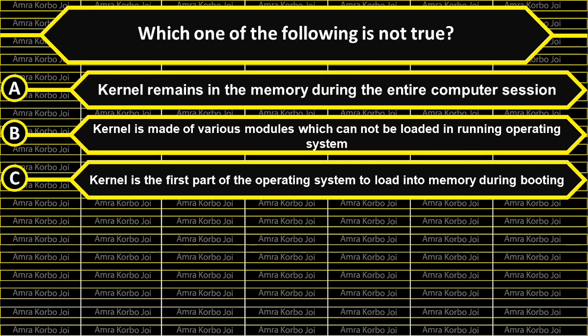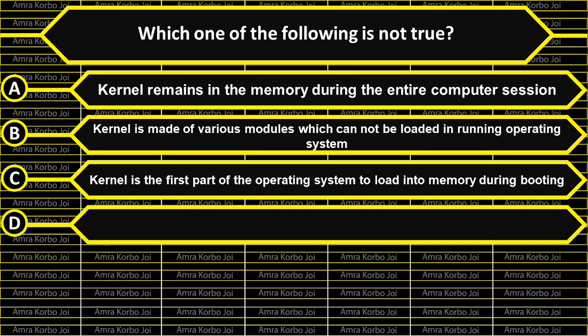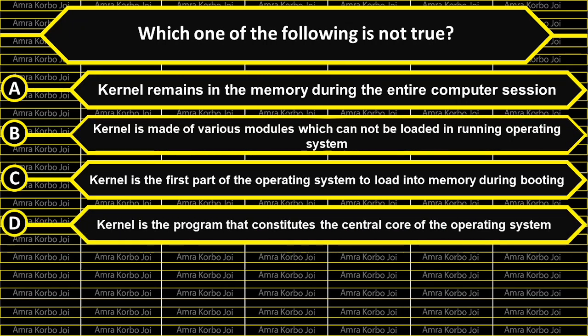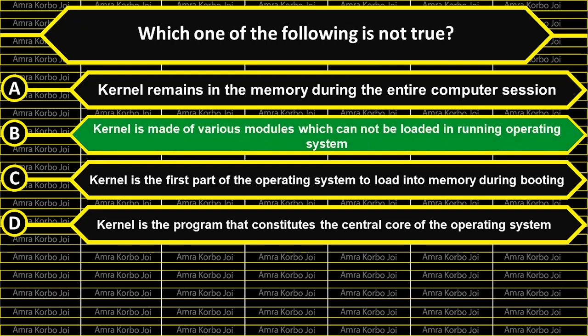Option C, kernel is the first part of the operating system to load into memory during booting. Option D, kernel is the program that constitutes the central core of the operating system. Correct answer option B, kernel is made of various modules which cannot be loaded in running operating system.